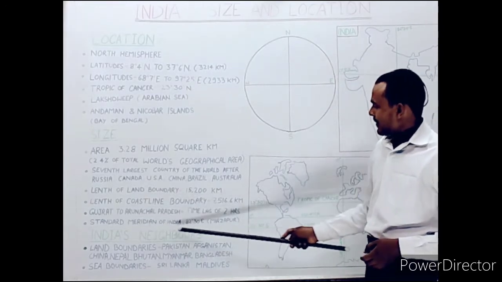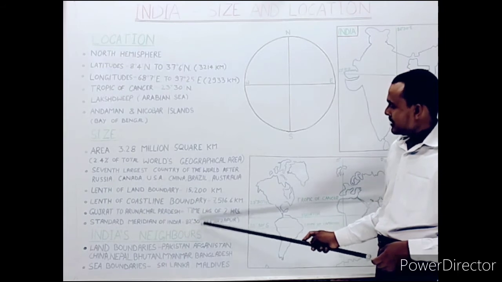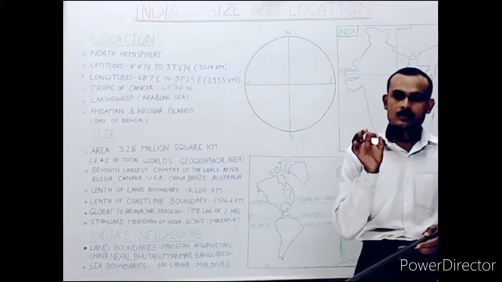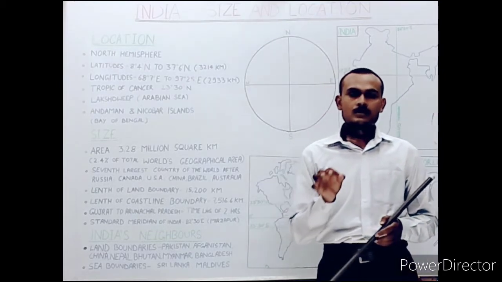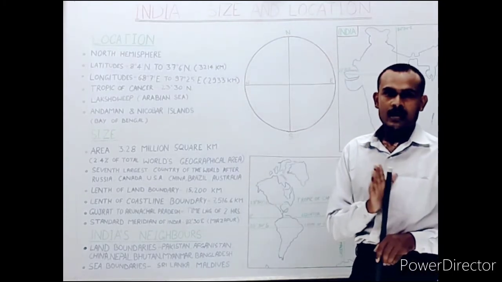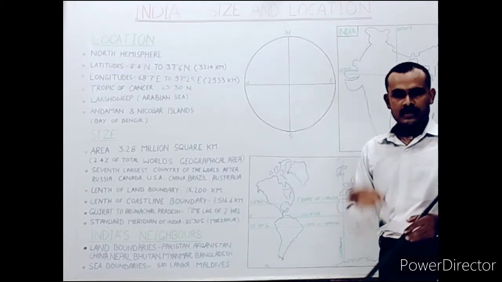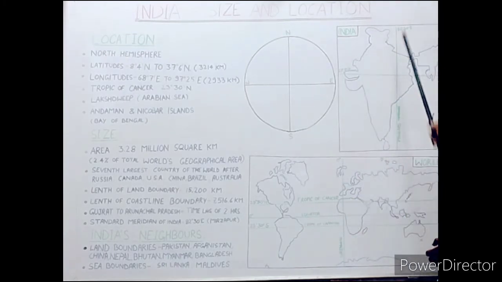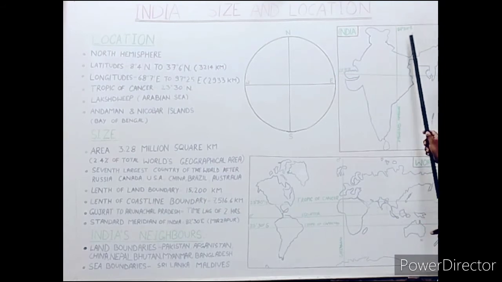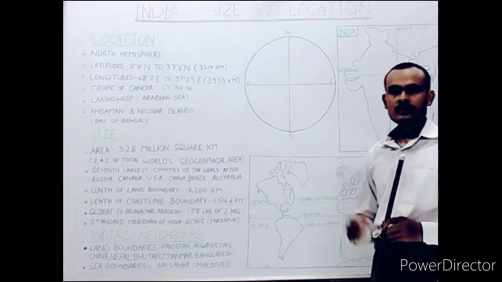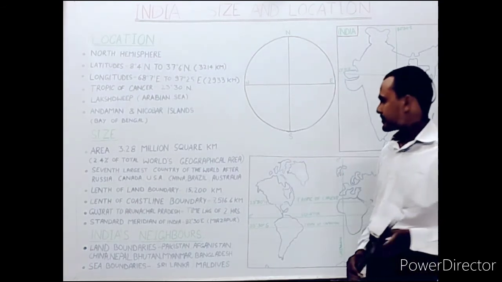The standard meridian of India is 82 degree 30 minutes east, Mirzapur. The standard meridian of India means the longitude from which the time is fixed in our country. It passes through Mirzapur, Uttar Pradesh. Its name is 82 degree 30 minute east, which means it is found in the east part of the earth.